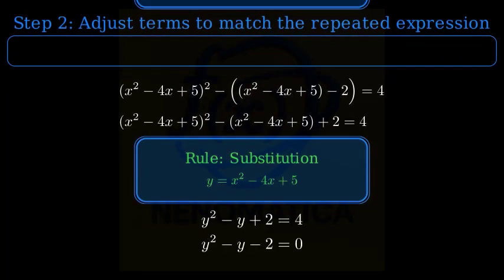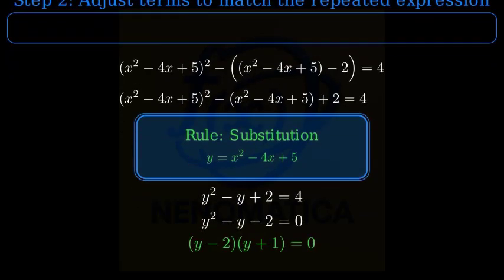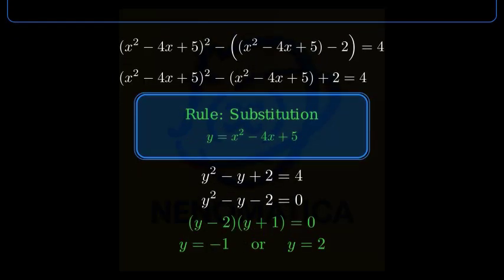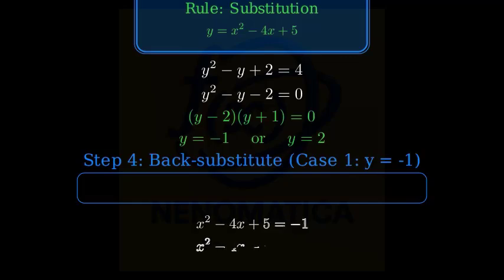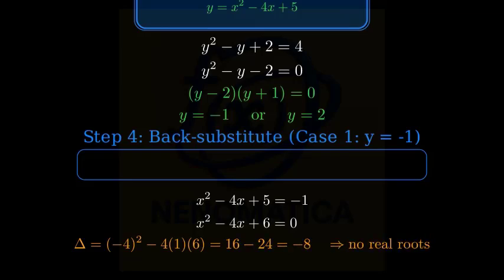Move all terms to one side to get y² minus y minus 2 equals 0. Factor to obtain (y minus 2)(y plus 1) equals 0. Therefore, y equals -1 or y equals 2. Step 4. Solve for x using each value of y. Case 1. If y equals -1, then x² minus 4x plus 5 equals -1. So x² minus 4x plus 6 equals 0. The discriminant is -8, which is less than 0, so there are no real solutions for this branch.